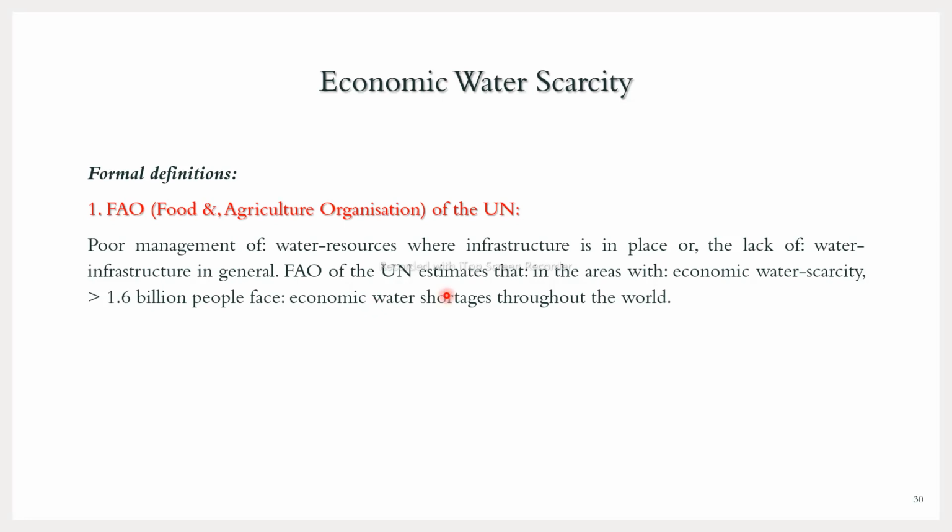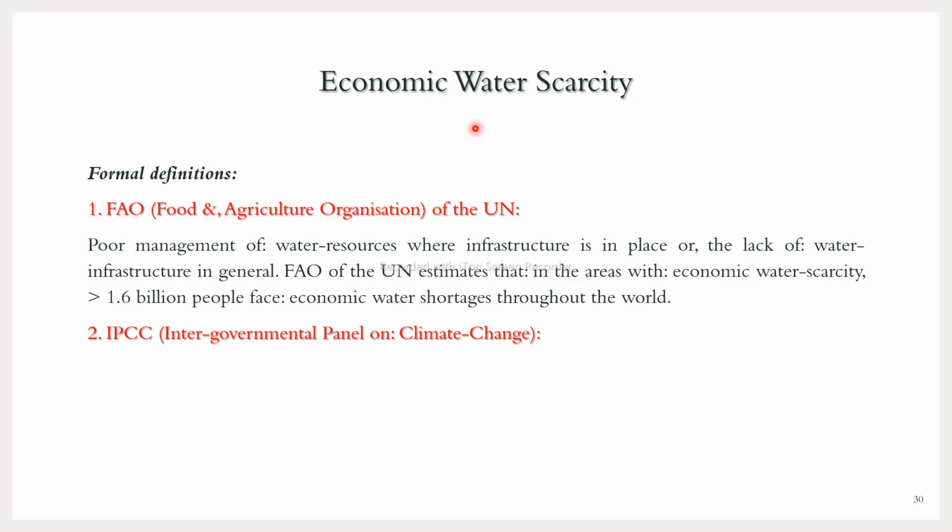The FAO of the United Nations estimates that in areas with economic water scarcity, more than 1.6 billion people face economic water shortages throughout the world. 1.6 billion means 160 crore, I guess, right? Okay, so this many people is a pretty big number. They face economic water shortage throughout the world because of economic water scarcity.